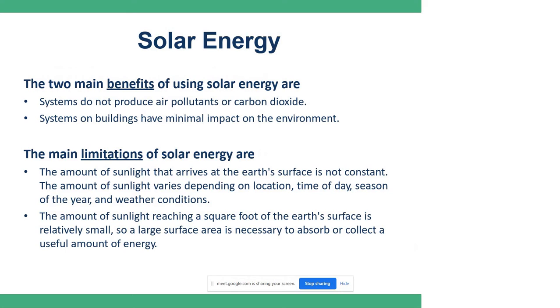Now there are two limitations of this as well. First, the amount of sunlight that arrives at Earth's surface is not constant. For example, the same place which is getting a lot of sunlight during this time might not get a lot of sunlight in winters. The amount of sunlight varies depending on location, time of day, season of the year, and weather conditions. Second, the amount of sunlight reaching a square foot of Earth's surface is relatively small. So a large surface area is necessary to absorb or collect a useful amount of energy.